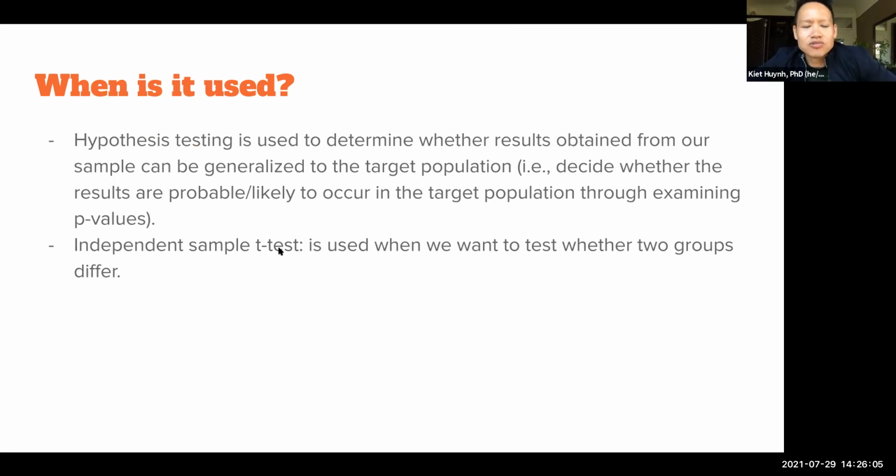Okay, so when is it used? Again, returning to the same point as before, hypothesis testing is used to determine whether results obtained from our sample can be generalized to the target population. And we can use the p-values to help us make that determination. You use the independent sample t-test when you want to test whether two groups differ on a specific variable, like coffee drinking or amount of wrinkles.